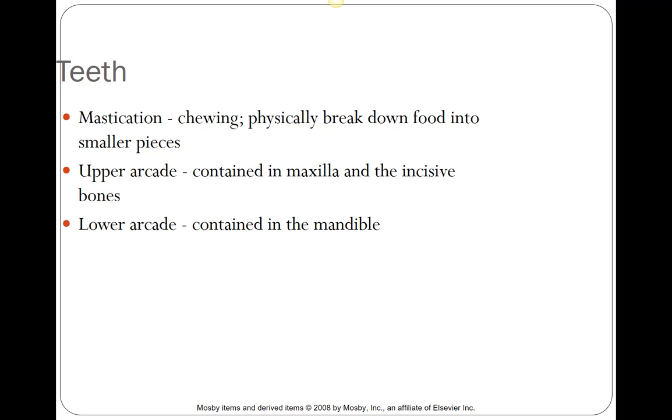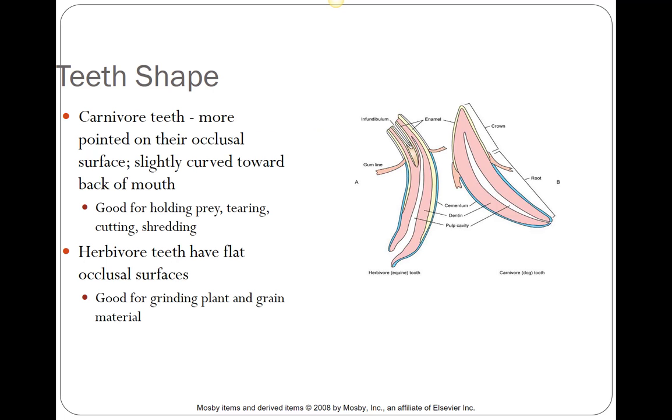Or in the case of a ruminant, it gives that surface area needed for the bacteria to start breaking down the food. When we look at the teeth, we have the upper arcade. This is going to be in the incisive bone and the maxillary bones, and the lower arcades, which are going to be in the mandible.